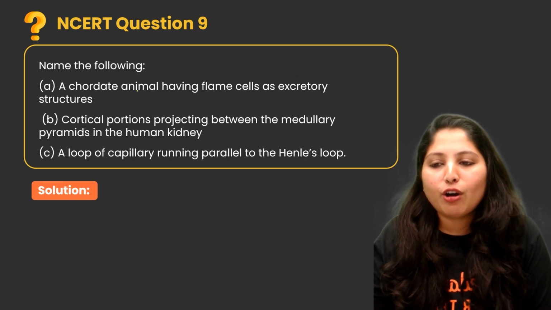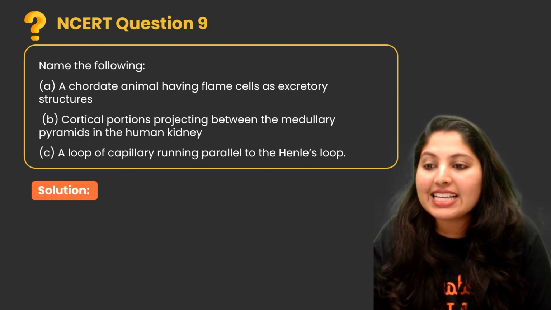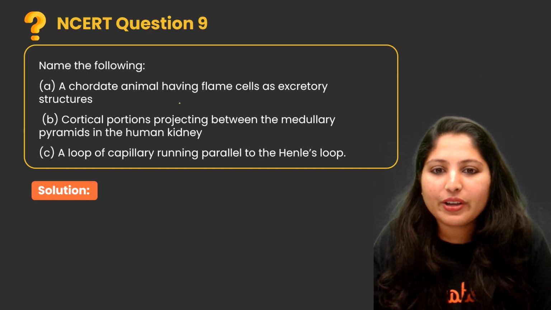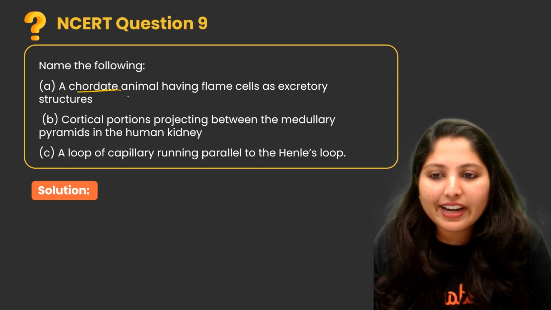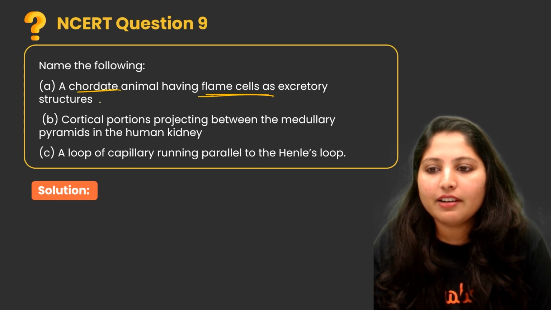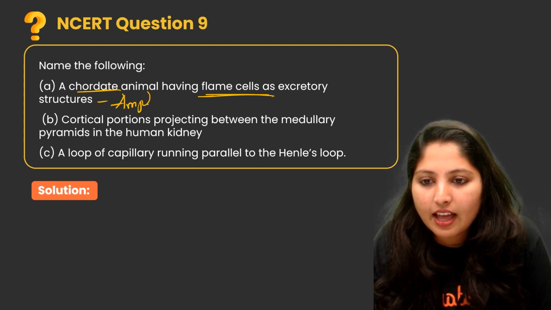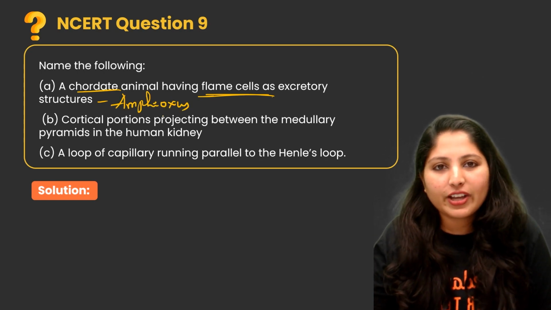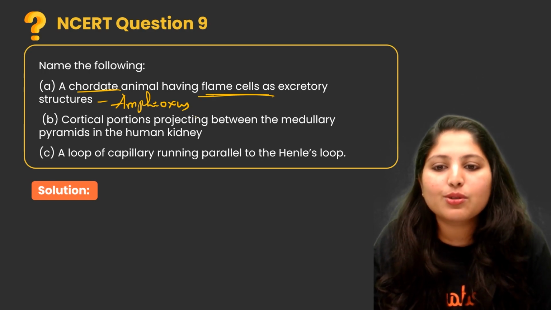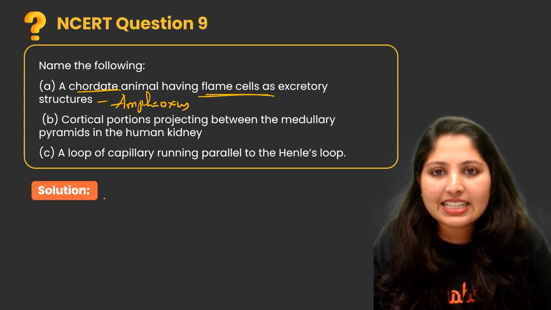Name the following: a chordate animal having flame cells as excretory structure. The chordate animal containing flame cells as excretory structure can be seen in Amphioxus. It is a cephalochordate, and this cephalochordate has flame cells as its excretory organ.